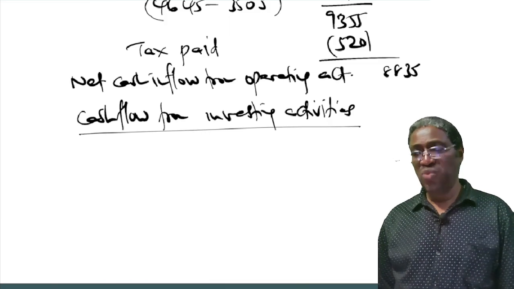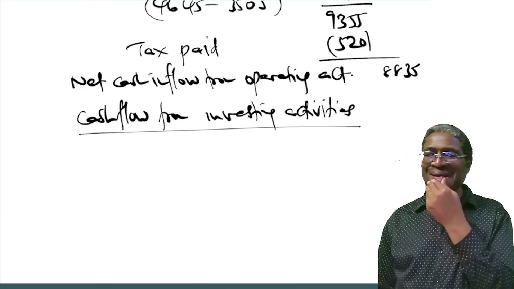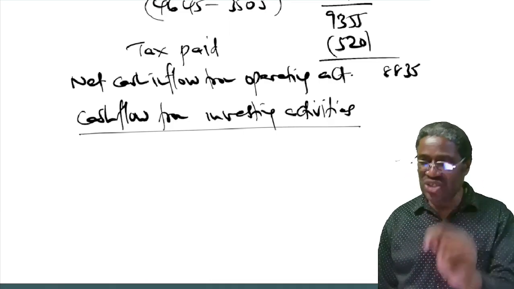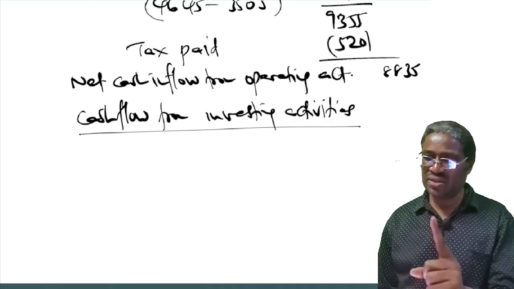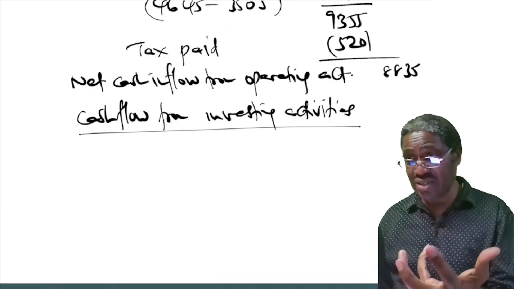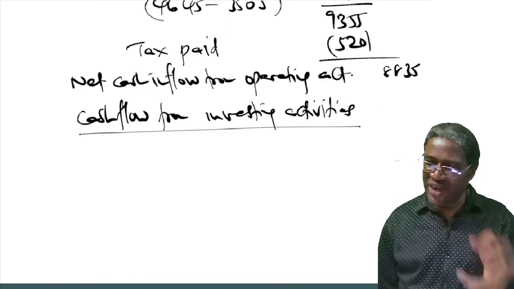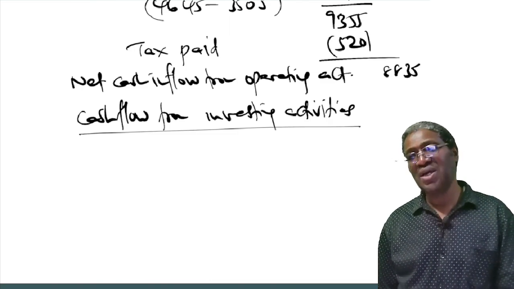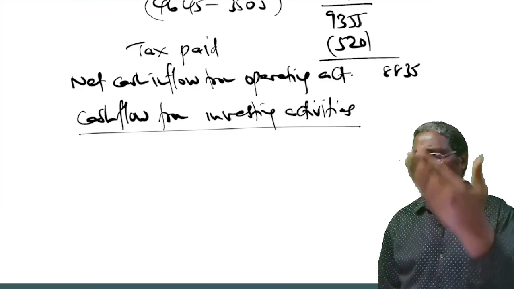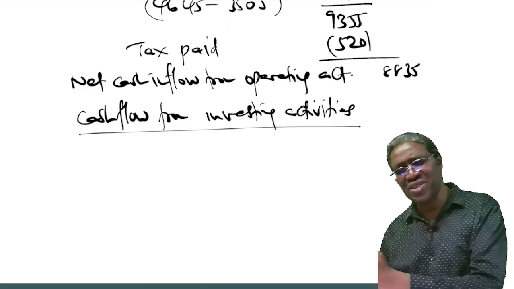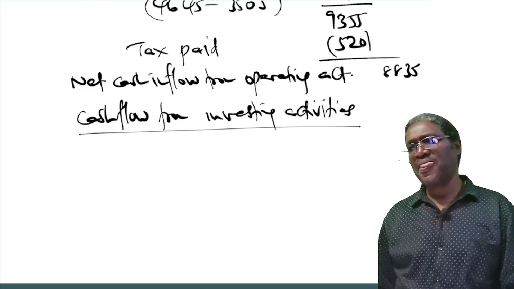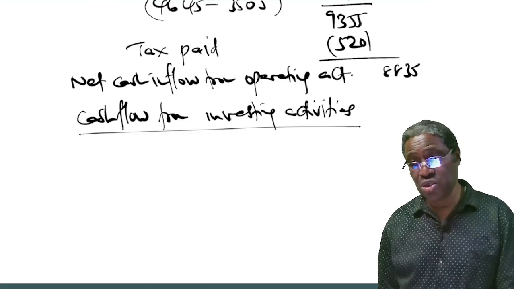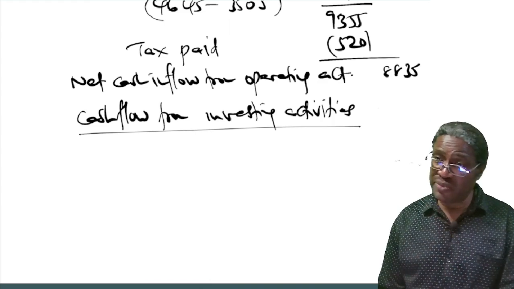We all know investing activities are those transactions that affect a fixed asset, or what we can call non-current assets. Any transaction affecting a non-current asset is the transaction we classify as an investing activity. Could be you are buying fixed assets, selling fixed assets. Like in this question, our first analysis is where we determined the cash paid to acquire property, plant, and equipment.